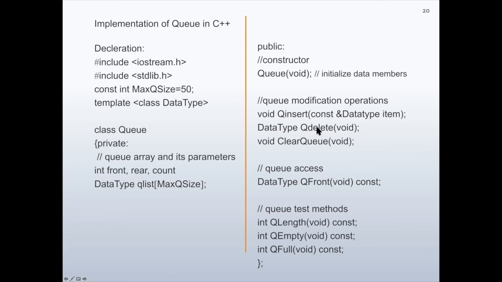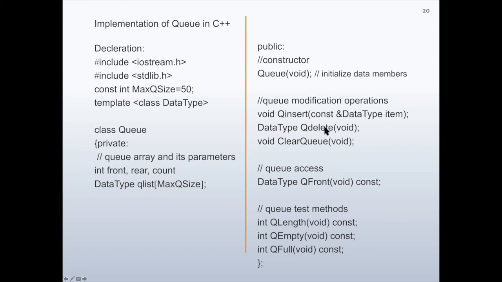We have Q delete. No input is needed. Whatever is deleted will be returned from the function, so it is of data type. These are the Q modification operations. We have Q insert to insert an item into the Q. The item is of type data type, and this is a reference and constant reference. This is used for not reserving memory when the function Q insert is called. There is no return type, only the item is to be stored into the Q.